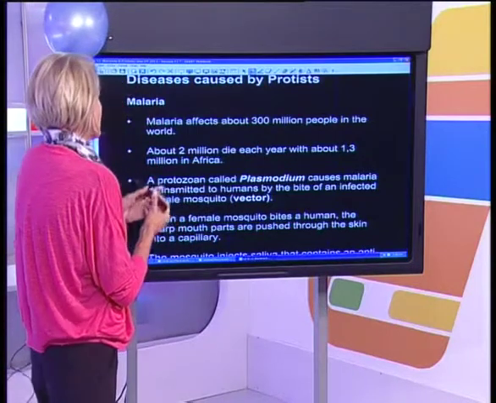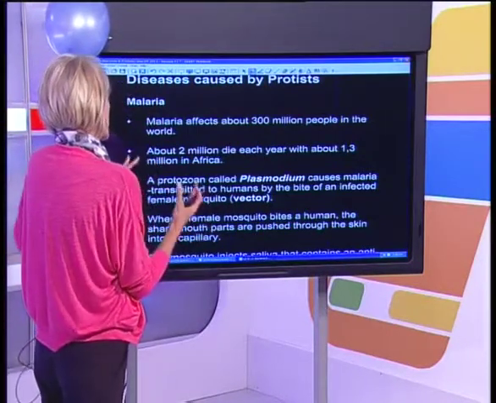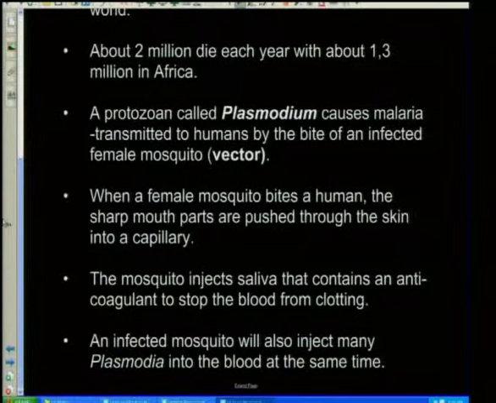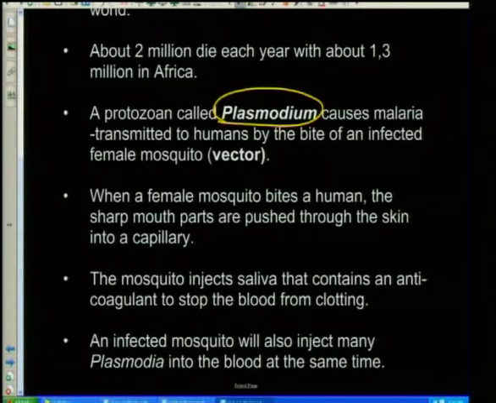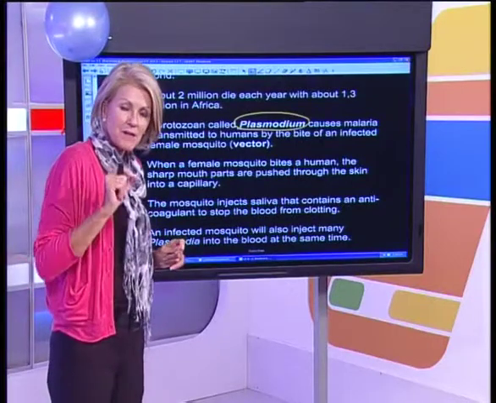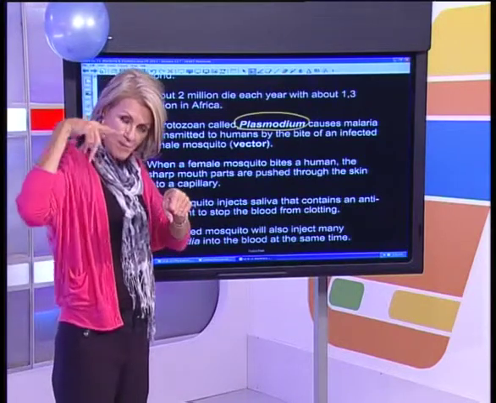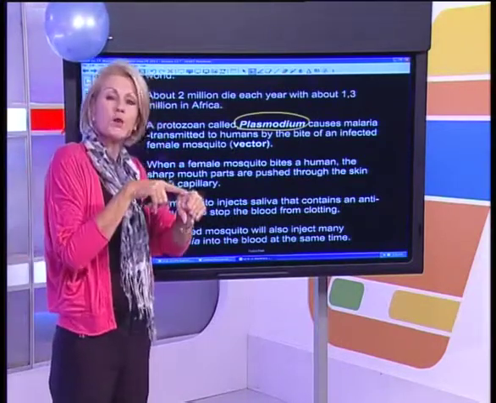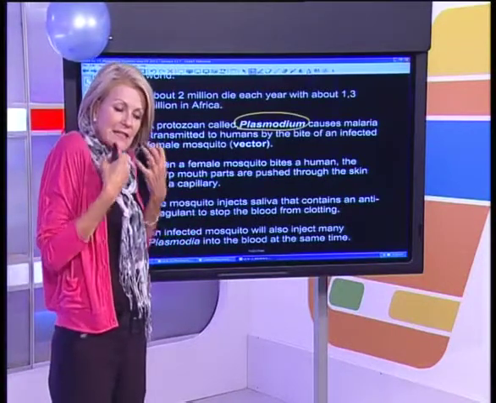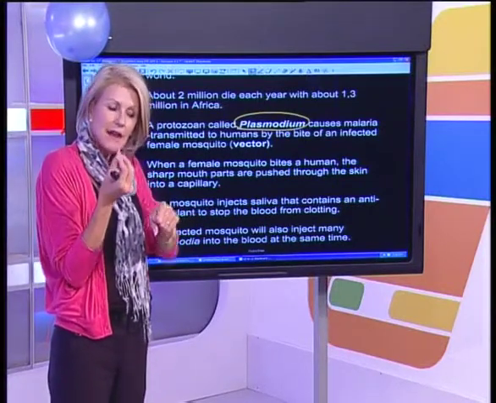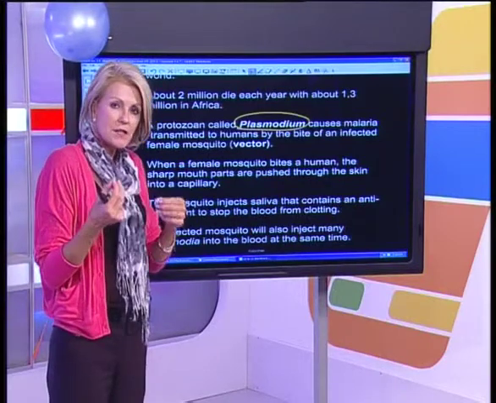All right. So main issues that you must know about malaria: it affects a heck of a lot of people in Africa. Okay, it's the Plasmodium that causes it. How does it get transferred? It's by the female mosquito. And when that female mosquito comes along and bites a person, as it sticks its proboscis, its sucking mouthparts, into your skin, it actually releases its saliva into your skin. And in that saliva is an anticoagulant. So your blood doesn't clot.